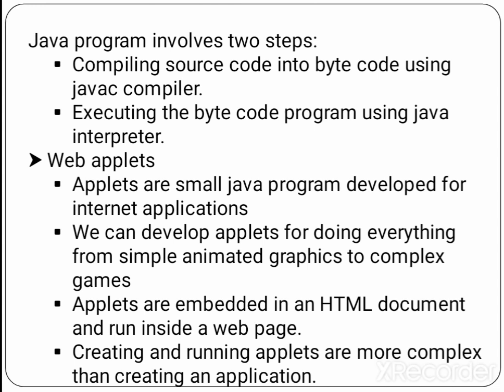Executing a standalone Java program involves two steps: compiling source code into bytecode using Javac, and executing the bytecode using Java interpreter. Web applets. Applets are small programs developed for internet applications. Applets are developed for simple animated graphics. Creating and running applets are more complex than creating an application.